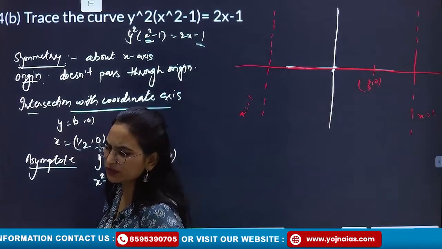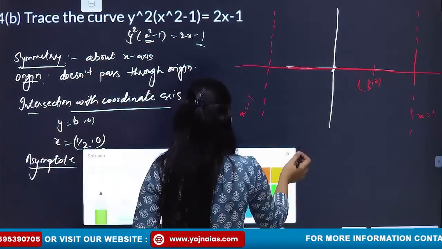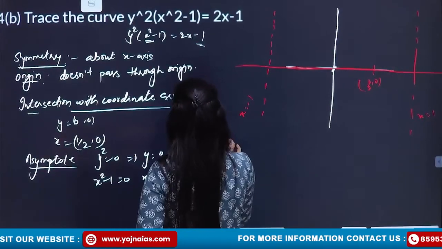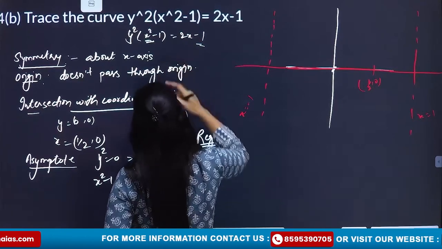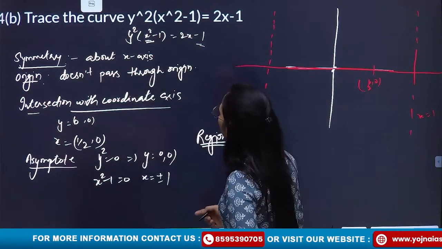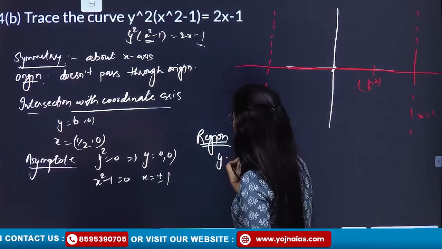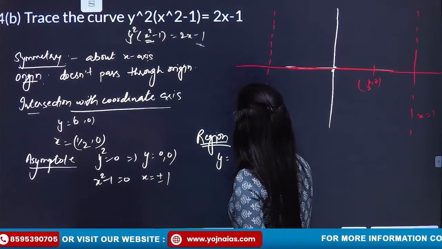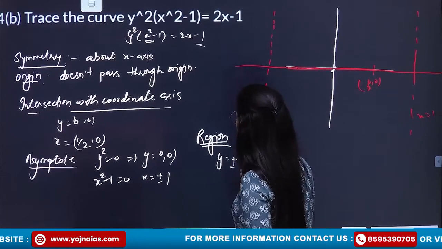After that we need to check where positive and negative values are coming, the region of the curve. For that we will arrange our terms, or we can find out the value of either x or y. So it is easier to find out y. So that is going to be y equals plus minus x over x minus 1.